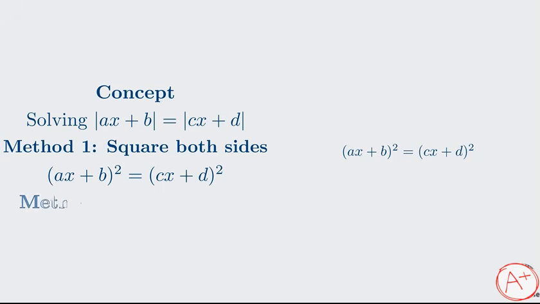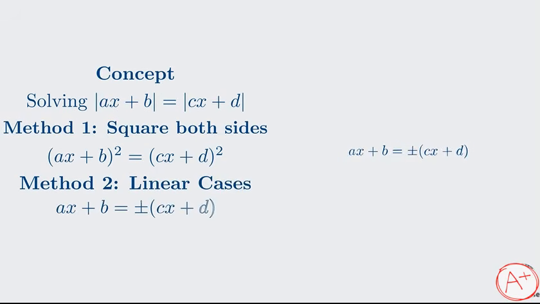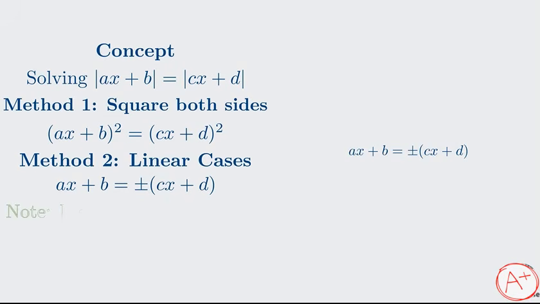Alternatively, you can treat it like our previous linear examples. Since the magnitudes are equal, the expressions inside must either be exactly the same or have opposite signs. Both methods are valid for the IGCSE syllabus, but method 2 is often faster during an exam.